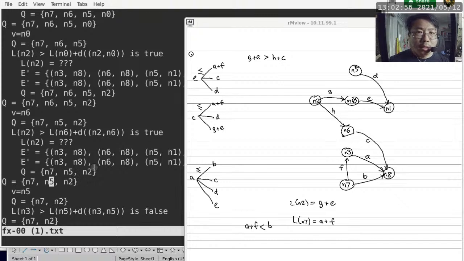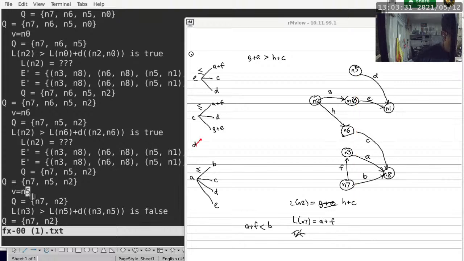All right. So now we are down to N7, N5, and N2, and we choose N5. So now we look up the L value of N5. Oh, I forgot to add to that one, which is L of N2 is no longer G plus E, instead it is H plus C. So it's important to keep these things up to date, like that. All right. So now we choose N5. So we now know that N5, L of N5 is D.